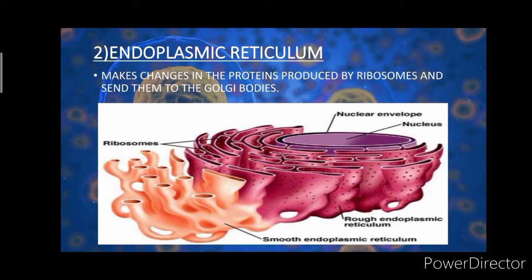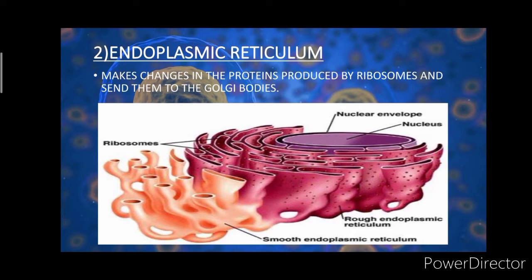Now Golgi bodies are the next organelle that we will be discussing. So ribosomes are also a cell organelle. Similarly, Golgi bodies are also a type of cell organelle. So this is the basic function of an endoplasmic reticulum.